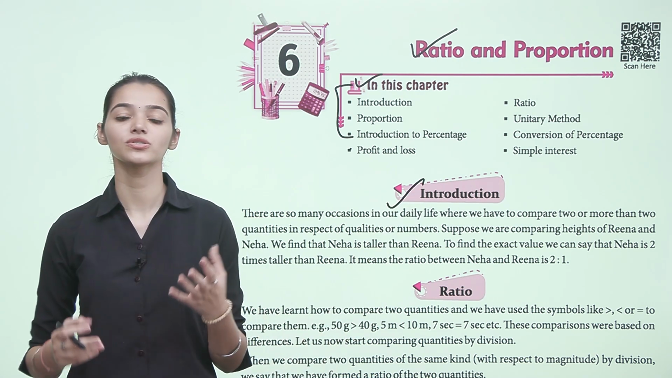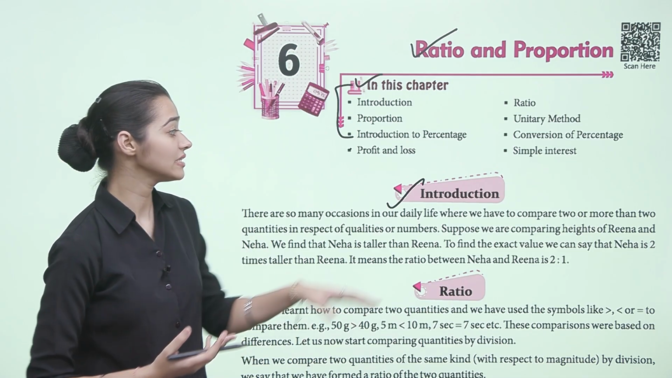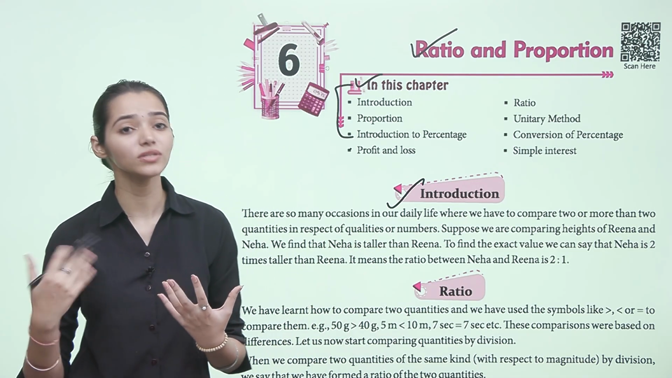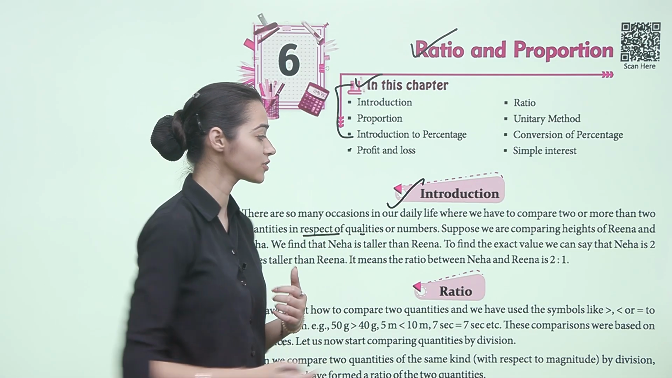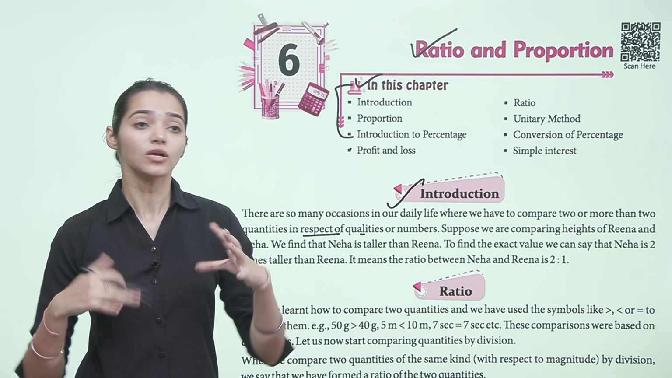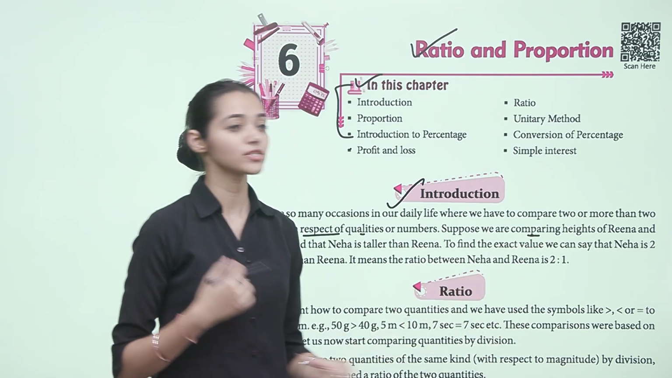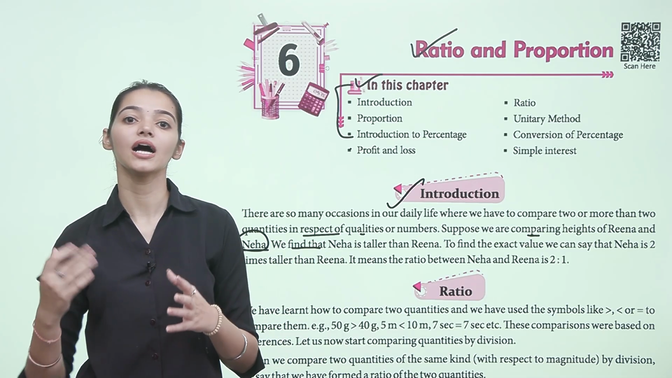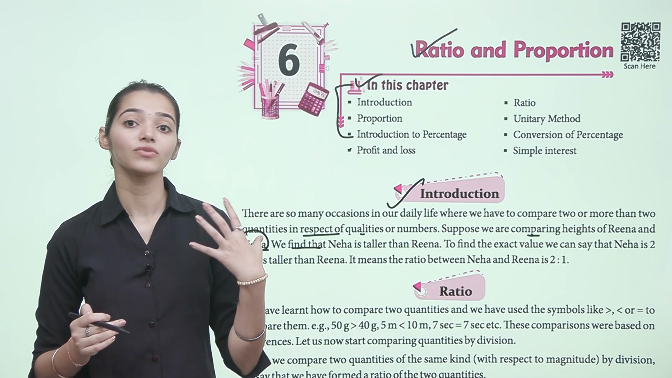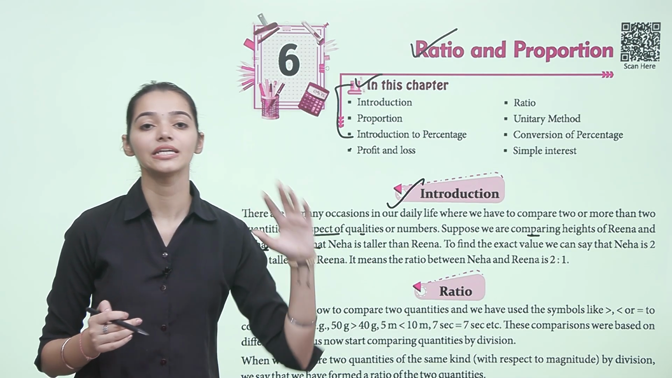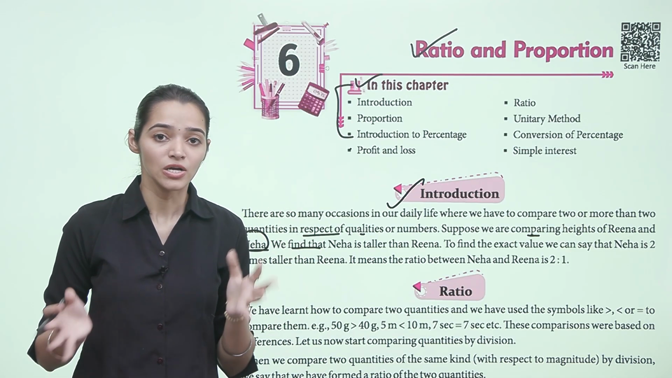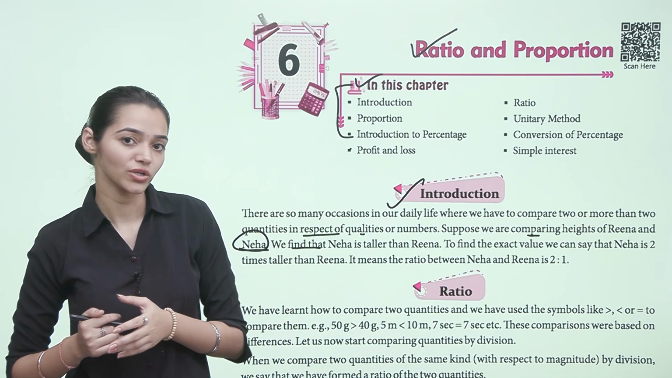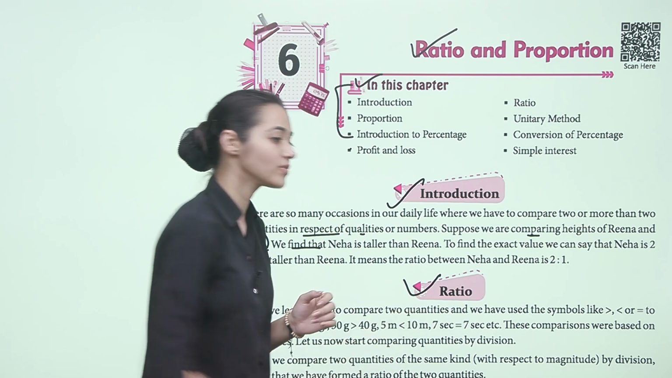There are so many occasions in our daily life where we have to compare two or more quantities in respect of qualities or numbers. Suppose we are comparing the heights of Reena and Neha. We know that Neha is taller than Reena, but we have to find the exact value. We can see that Neha is 2 times taller than Reena, so the ratio between Neha and Reena is 2:1. Now let's start with the topic ratio.